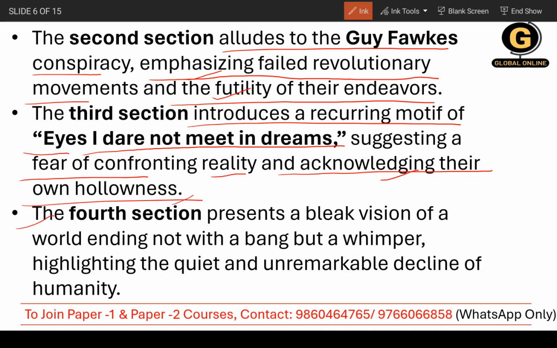Now the fourth section presents a bleak vision of a world ending not with a bang but a whimper. Like the world is ending but with a whimper, not with a bang, highlighting the quiet and unremarkable decline of humanity. So even it's not highlighted. Humanity is dying and declining, but people are not thinking about it.